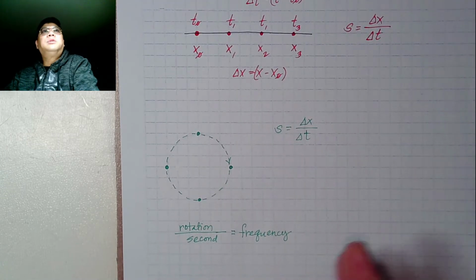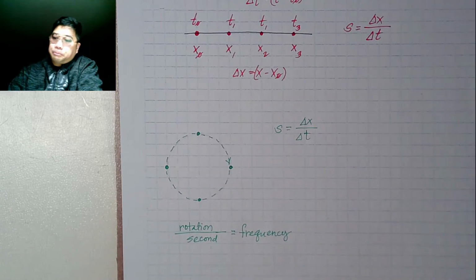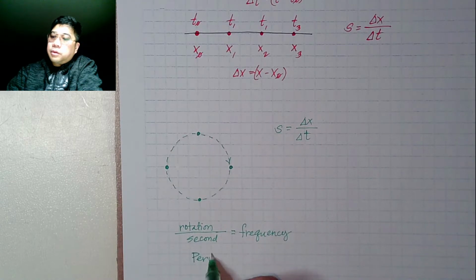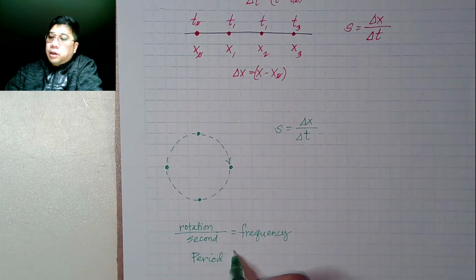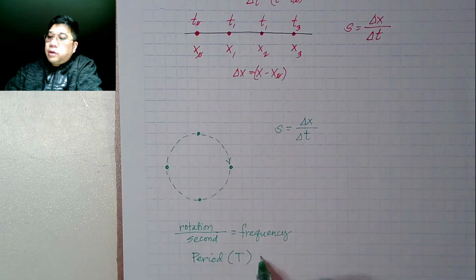And how do you get the period? The period, or uppercase T, is simply equivalent to the inverse of the frequency.